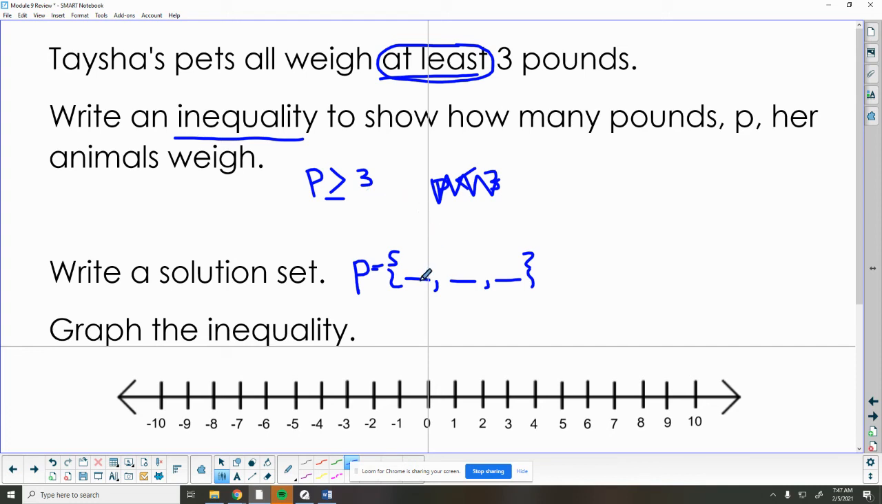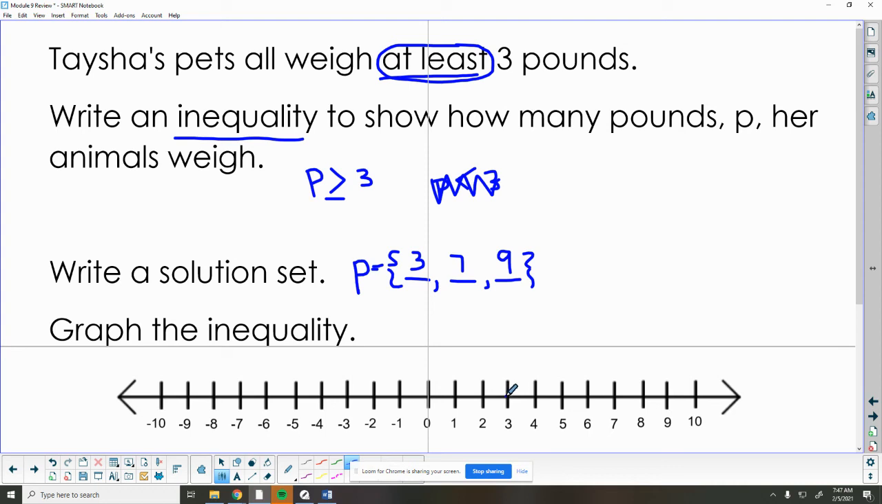So I hope the first one you put was 3. She could have a pet that weighs exactly 3 pounds because that's at least 3 pounds. She can't have a pet that weighs 2.99 pounds. That is not big enough. So she could have a pet that weighs 7 pounds. She could have a pet that weighs 9 pounds.